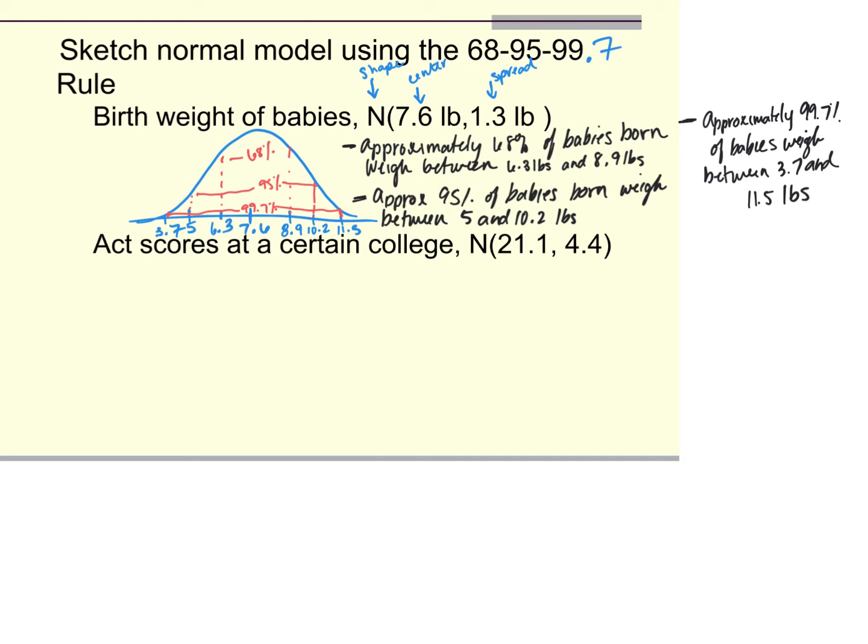Draw this one in your notes. ACT scores at a certain college. The college keeps track of every student's incoming information, their GPA, their SAT score, their ACT score. They are normally distributed with a mean of 21.1 and a standard deviation of 4.4. Draw that normal model, label the axis.